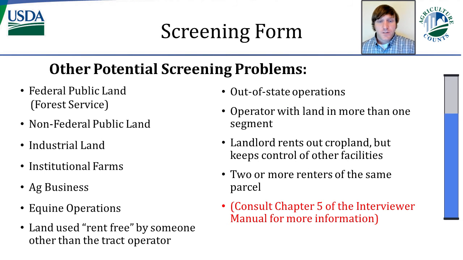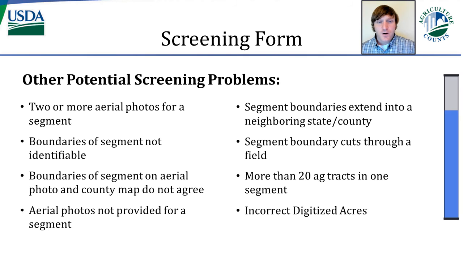The Interviewer's Manual discusses several other specific issues you may run into during screening, including several of those listed here. Some of these problems include federal public land, institutional farms, and operators with land in more than one segment, along with others. Consult Chapter 5 of the Interviewer's Manual to properly handle these special screening situations.